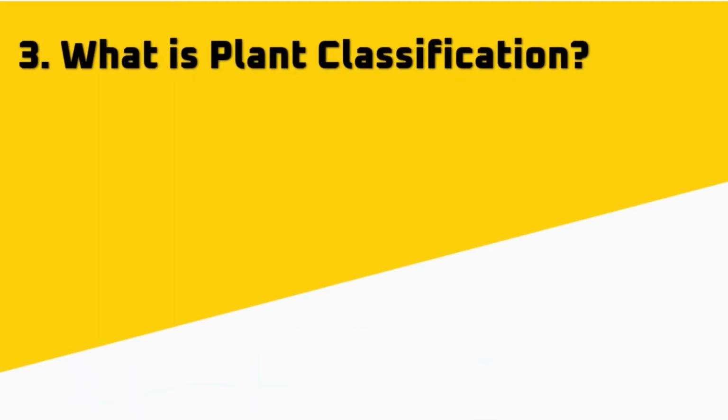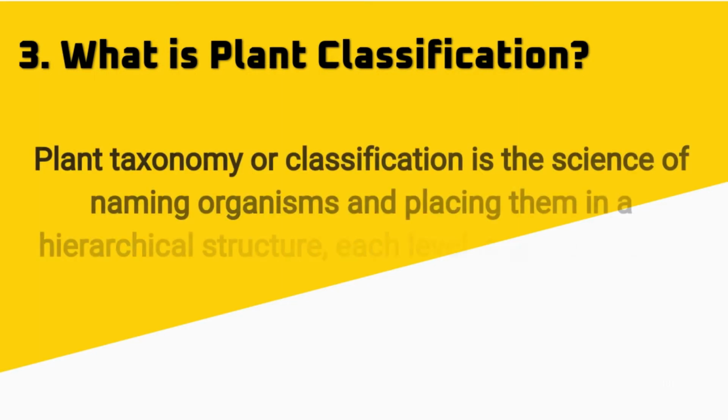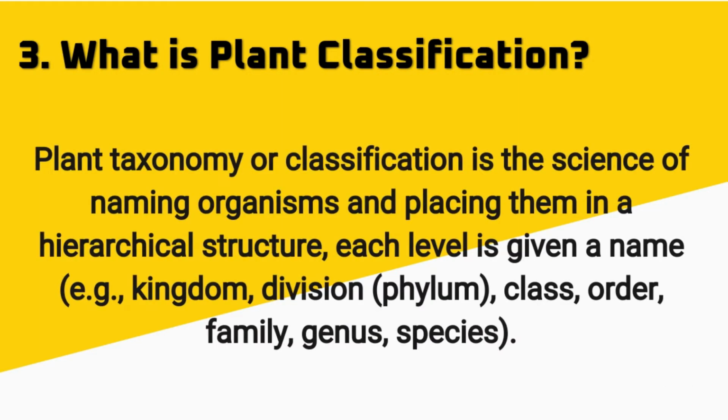What is plant classification? The answer is plant taxonomy or classification is the science of naming organisms and placing them in a hierarchical structure. Each level is given a name. Example: kingdom, division, phylum, class, order, family, genus, species.